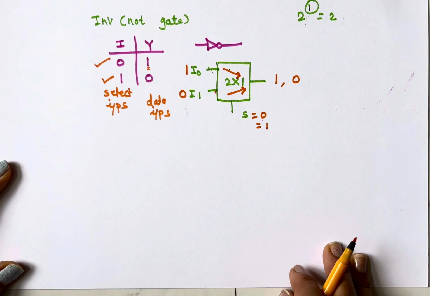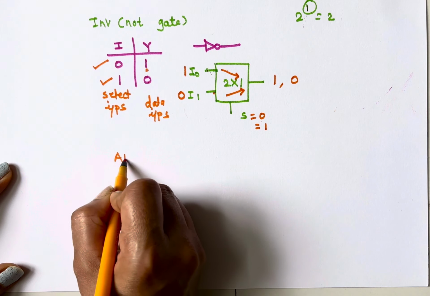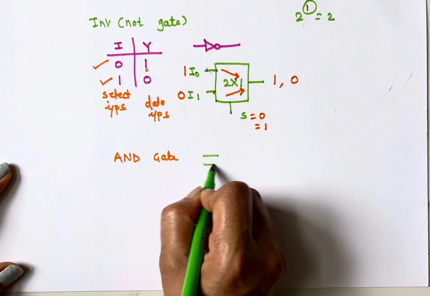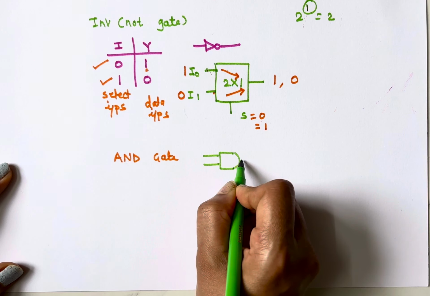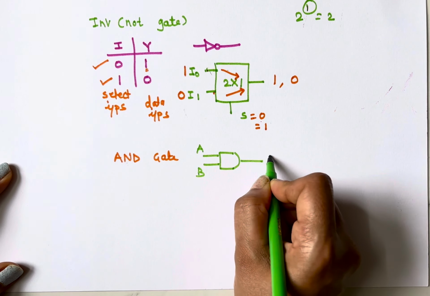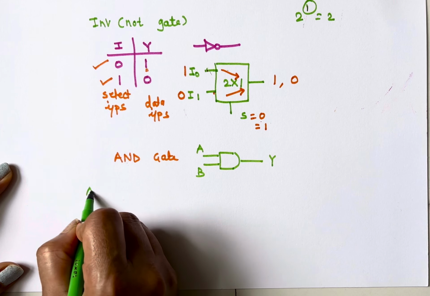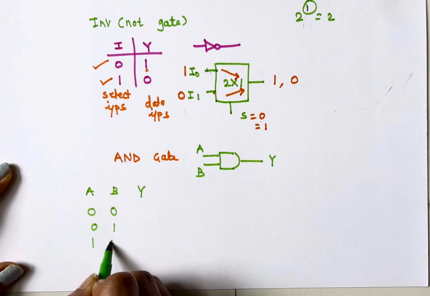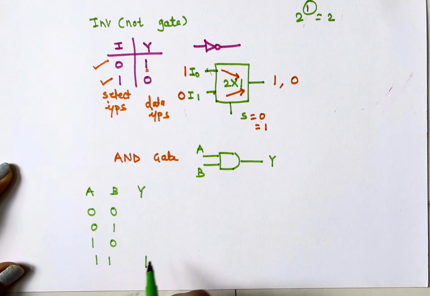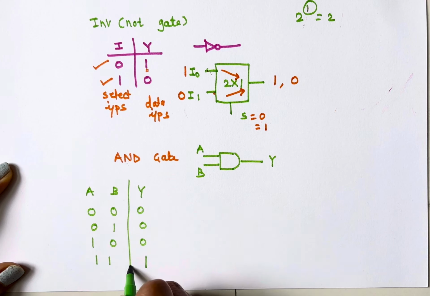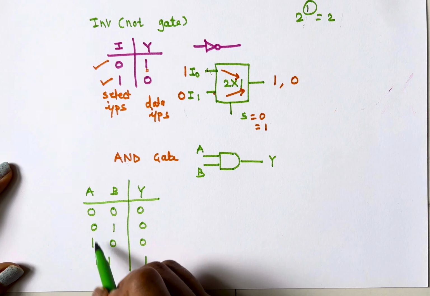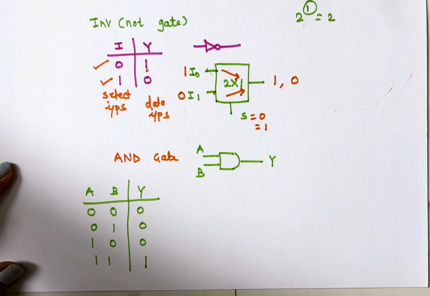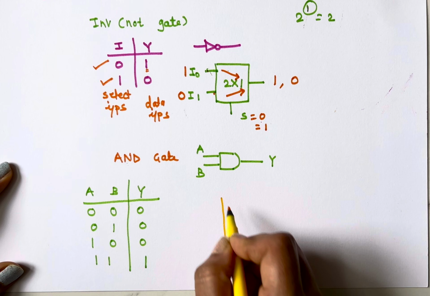Now I'll show you for AND gate. Let's say 2 input AND gate, A, B and Y. So I'll write the truth table A, B and Y. Conditions are 0, 0, 0, 1, 1, 0 and 1, 1. When both inputs are 1, then only output is 1. Otherwise output is 0. So possible conditions are 4. How many outputs we have? 4 outputs. So we will take a 4:1 multiplexer.